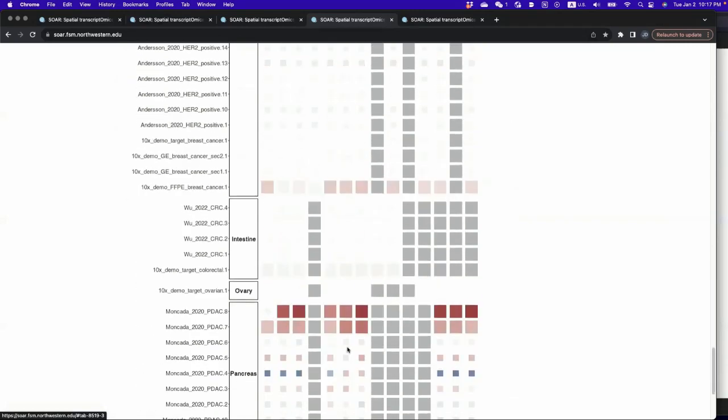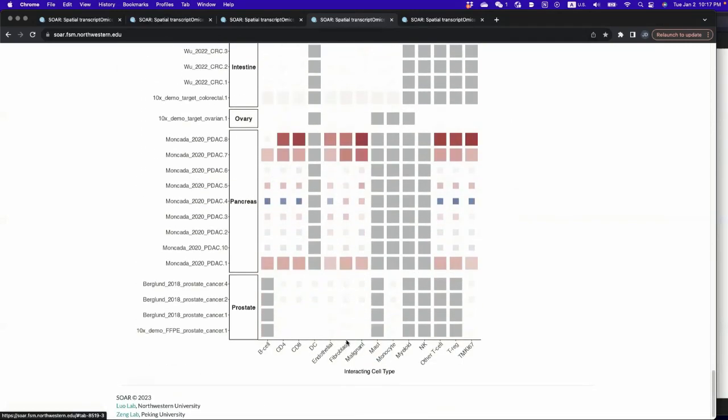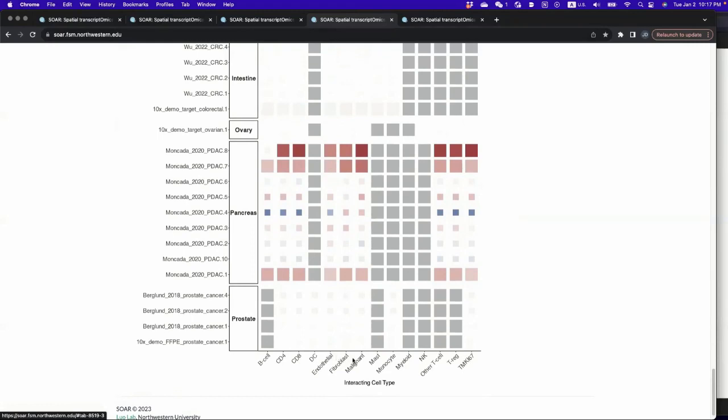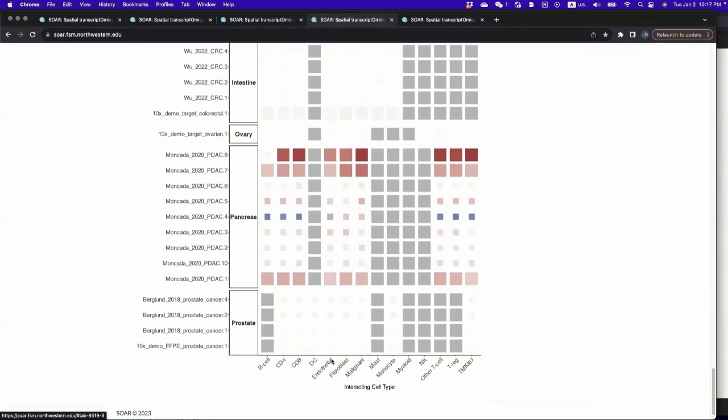If I scroll to the bottom, with their distance to endothelial cells and malignant cells, as well as fibroblasts here. This result concurs with tumor-associated macrophages' role in promoting uncontrolled growth in these cell types specifically.